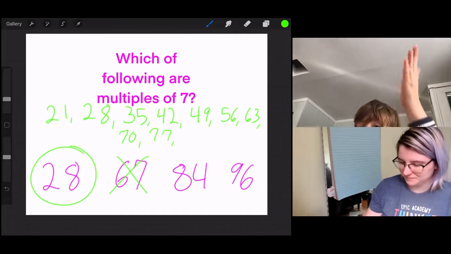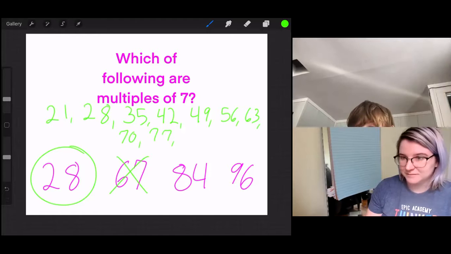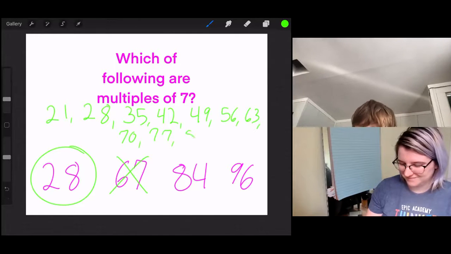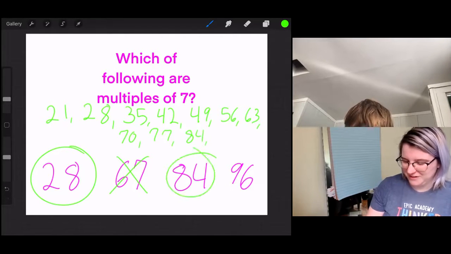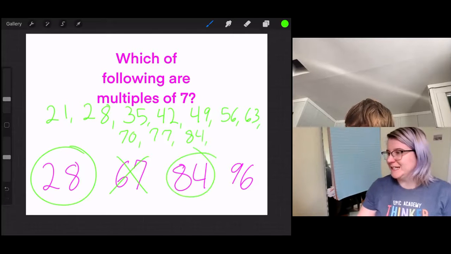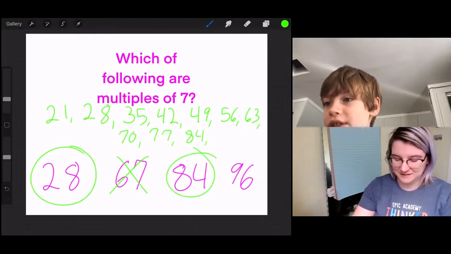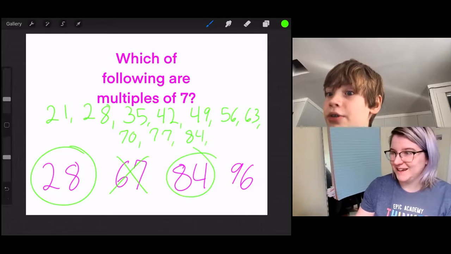3 plus 3 equals 6, so 3 plus 4 must equal 7. So 84 is a multiple of 7. Beautiful. Yes. All right, what's 7 times 13? 7 times 13. This is getting harder and harder. You're doing a really good job.